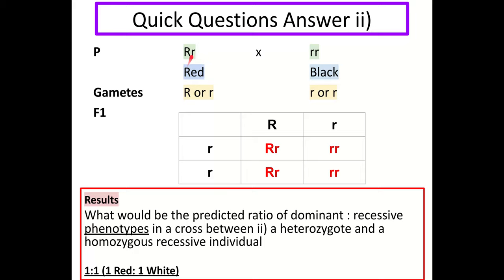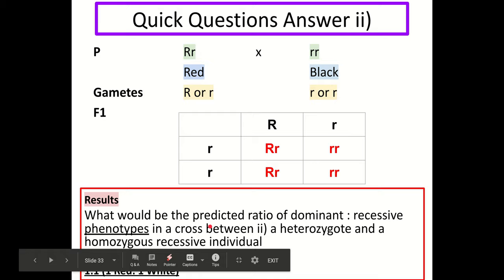This one can pass on a big R or a little r, and this parent can pass on a little r or little r. Again, I put my table. So big R and little r go along here, little r and little r go down the side. I fill in my squares, and I need to make sure I'm answering my question.